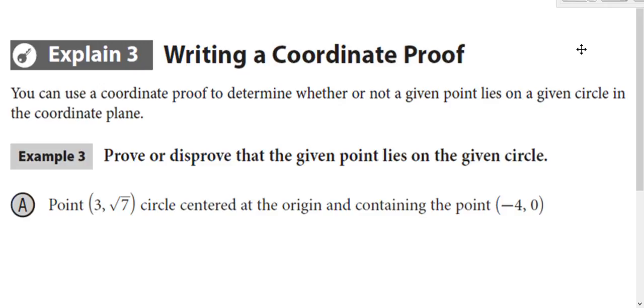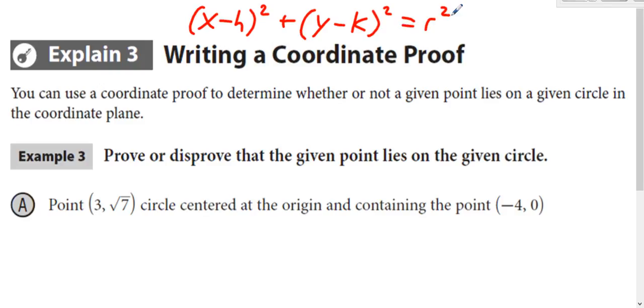So using the equations that we get for a circle, we can test to see whether or not a point that they give us is on that circle. So you just have to remember the form for the equation of a circle: x minus h squared plus y minus k squared equals r squared. h, k is the center, r is the radius.